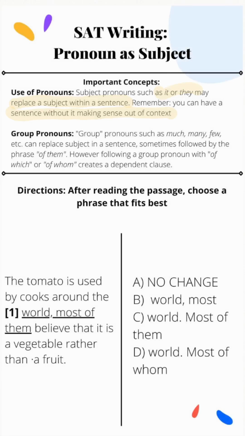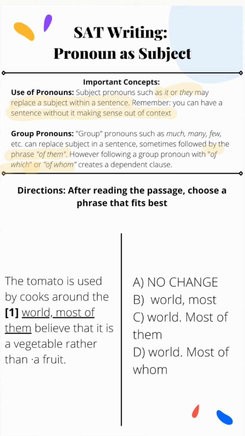Now, group pronouns are where things get a little bit tricky. So group pronouns such as much, many, few, and etc. replace the subject in a sentence, and they're sometimes followed by the phrase of them. Now, when you do that and just use many of them blank, that's still a sentence that can completely replace the subject and be a complete sentence. However, when following a group pronoun with of which or of whom, you create a dependent clause. That is no longer a sentence.